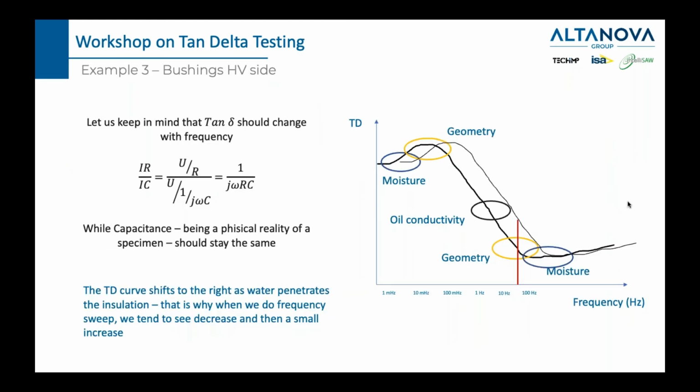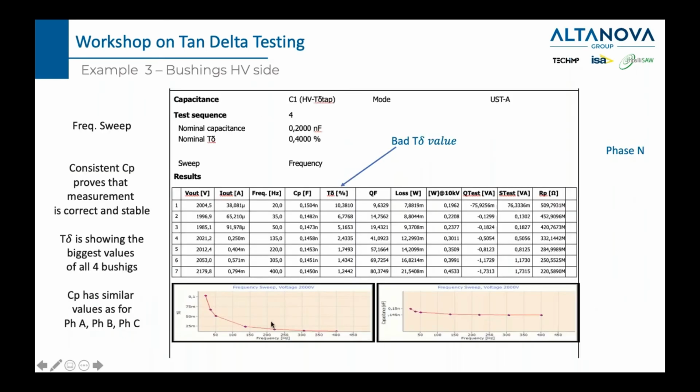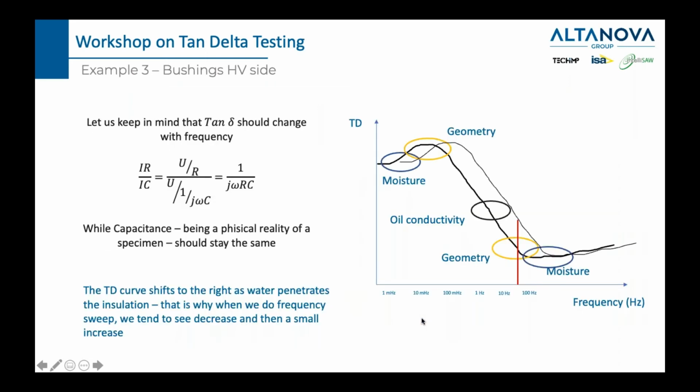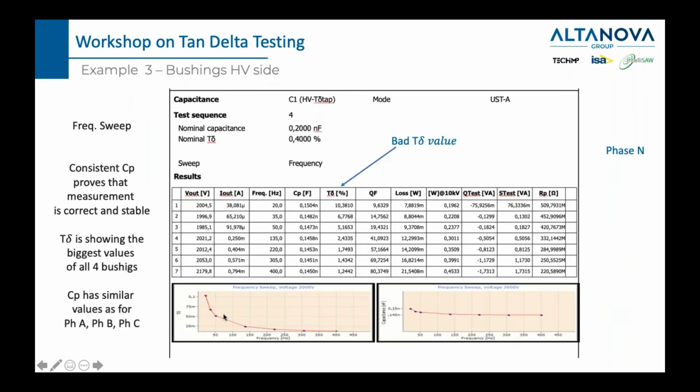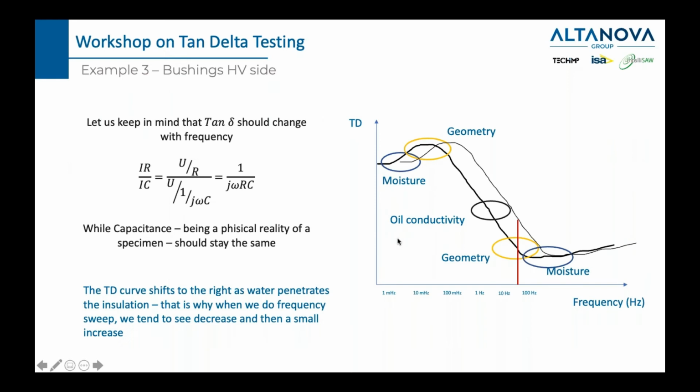But before I tell you what we did, let me explain to you why we see this type of curve and not a straight line. Because normally we should see something like this. Something like this should be the result. But we see something which is big and then it becomes very small. Why? If you look at the tan delta value in frequency, this would be the normal characteristic.